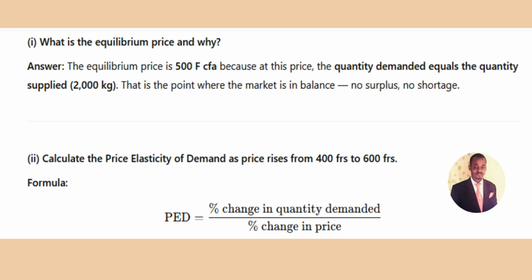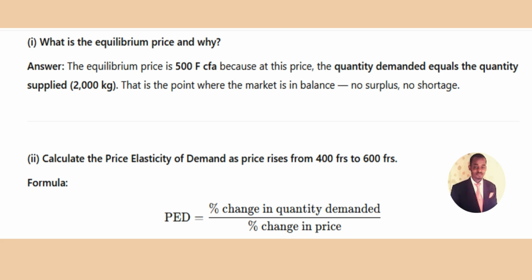So question one, they say, what is the equilibrium price and why? So what is the answer? The equilibrium price is 500 francs because at this price, quantity demanded equals quantity supplied, 2000 kilograms. That is the point where the market is in balance. No surplus, no shortage. So when you look at the table, you're going to see that there is no surplus and no shortage. So that is why we have that.